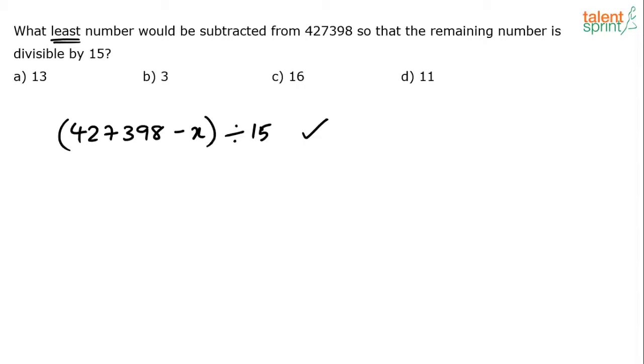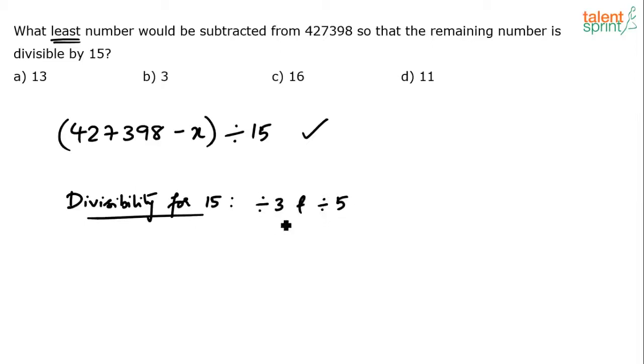You know the divisibility rule for 15, right? I mean, if you have to go by the regular process, you should know the divisibility rule for 15. What is the divisibility rule for 15? The number should be divisible by 3 and 5. A number is divisible by 15 if and only if it is divisible by both 3 as well as 5. Now, first let's check it for 5.